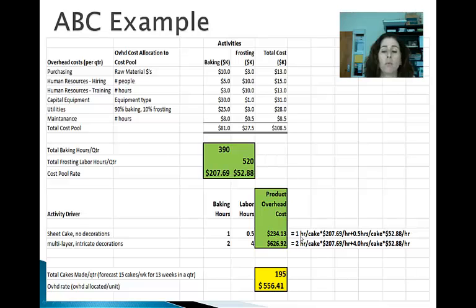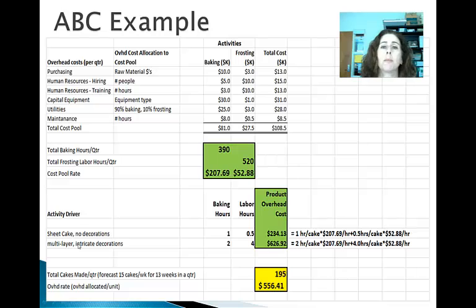And how that was calculated is we have 1 hour of baking per cake times the $207.69 per hour of machine cost, plus the half hour of direct labor frosting times $52.88 per hour. That multiplies out and adds together to be $234. So this sheet cake that has no decorations is going to get overhead of $234, plus the direct material plus the direct labor would be the total product cost, but this is just the product overhead cost.